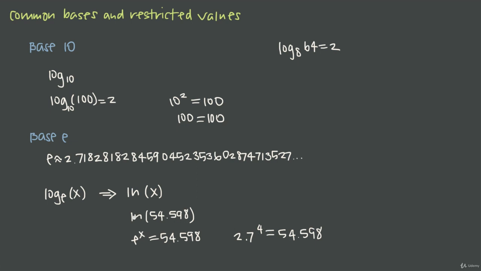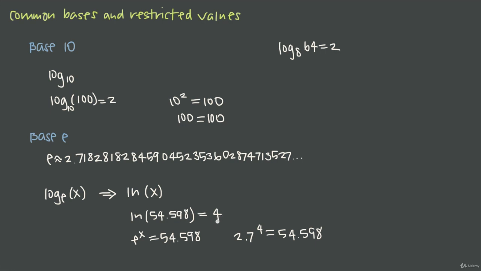In other words, the natural log of 54.598 is equal to 4. So really, what we want to realize is that with base 10 or base e, we're not really doing anything different than this standard kind of logarithm we're used to, log base 8 of 64 equals 2. With base 10 here, we still have log base 10 of 100 is 2, or with log base e here, we still have log base e of 54.598 is equal to 4.